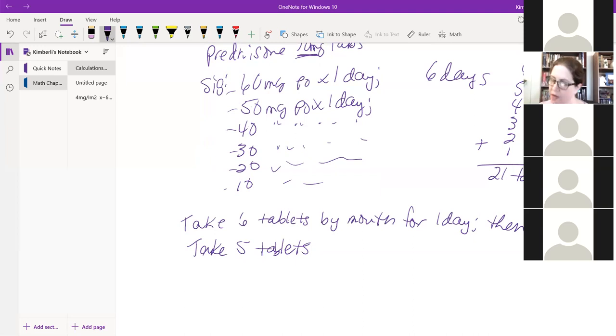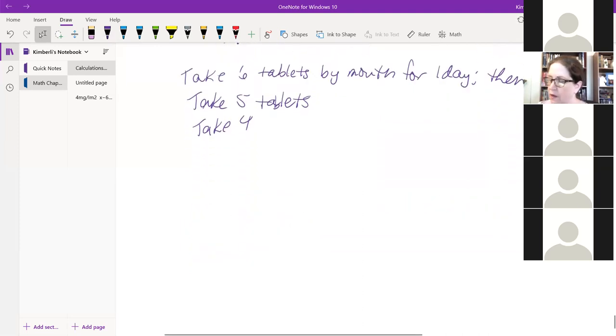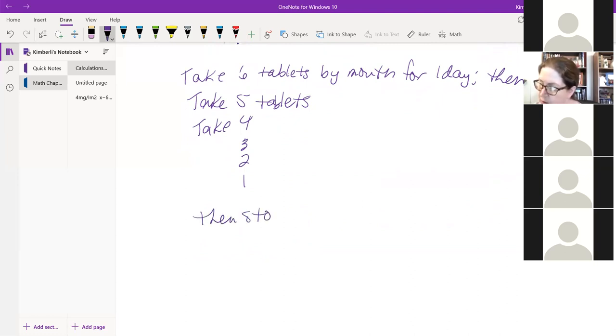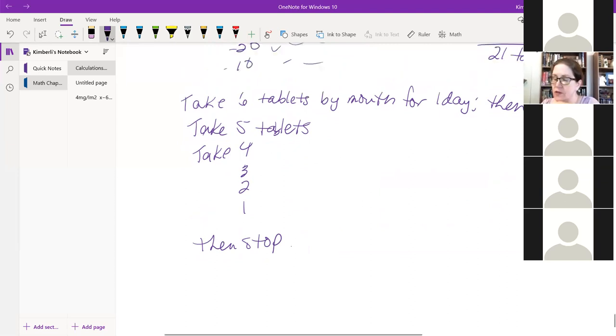By mouth for one day, then? Then take four tablets by mouth for one day. Yes. And then three, and then two, and then one. Right. And then a lot of times it would say, then stop. Okay. Now there is something that we have that is better than that now. Although we still see these prescriptions, we see this all the time.